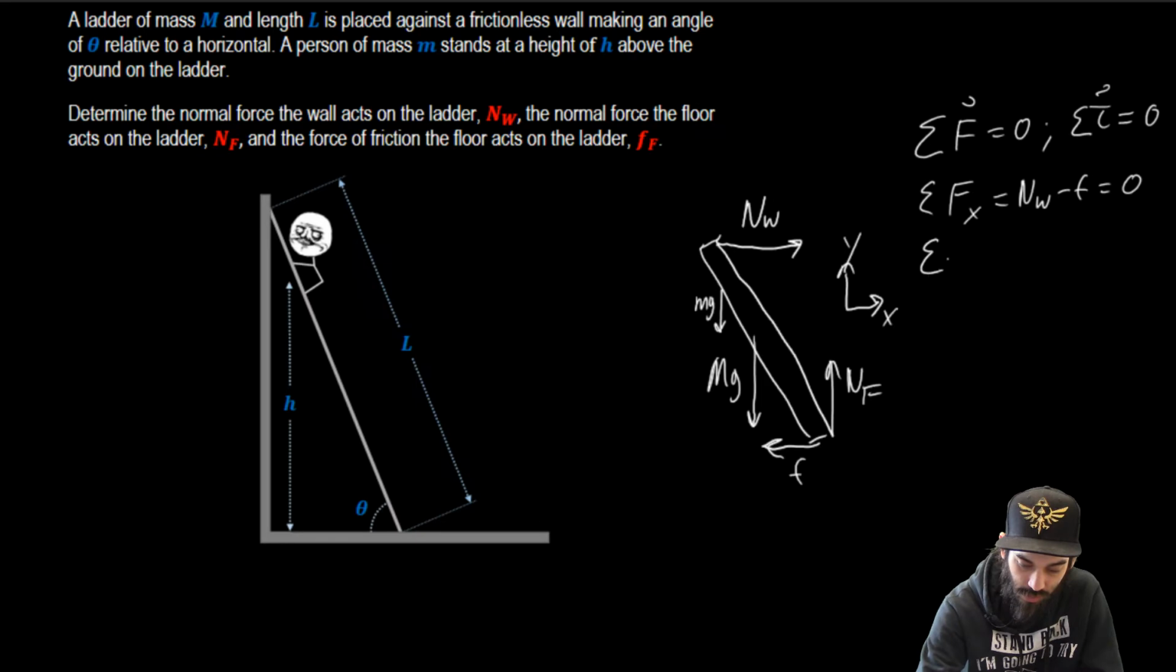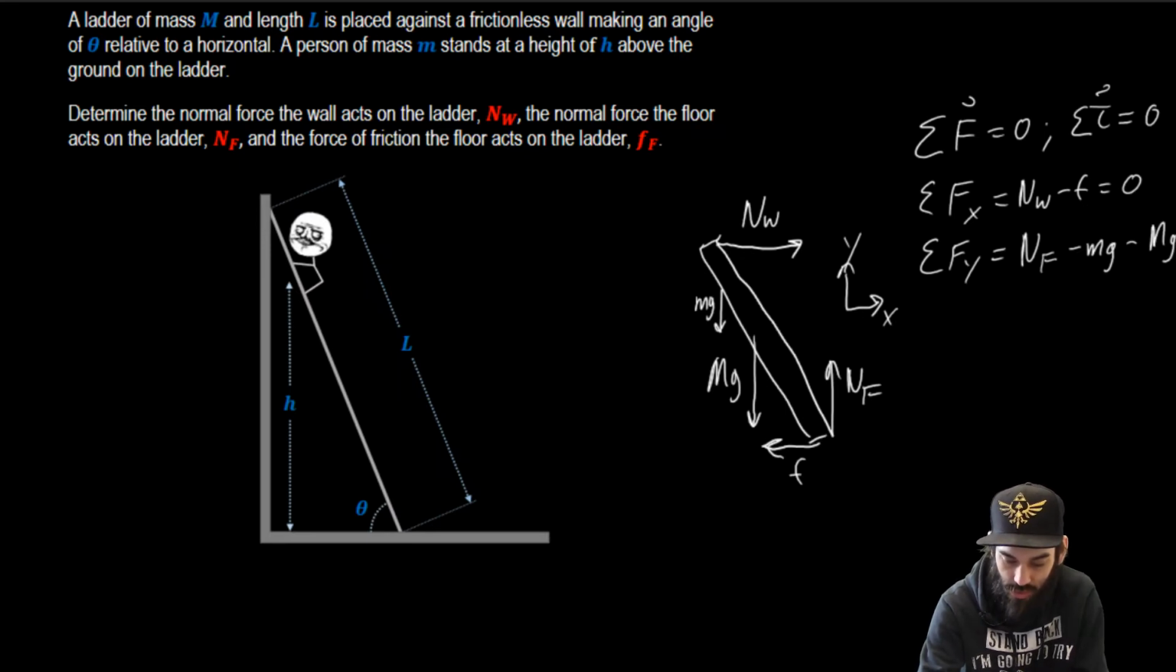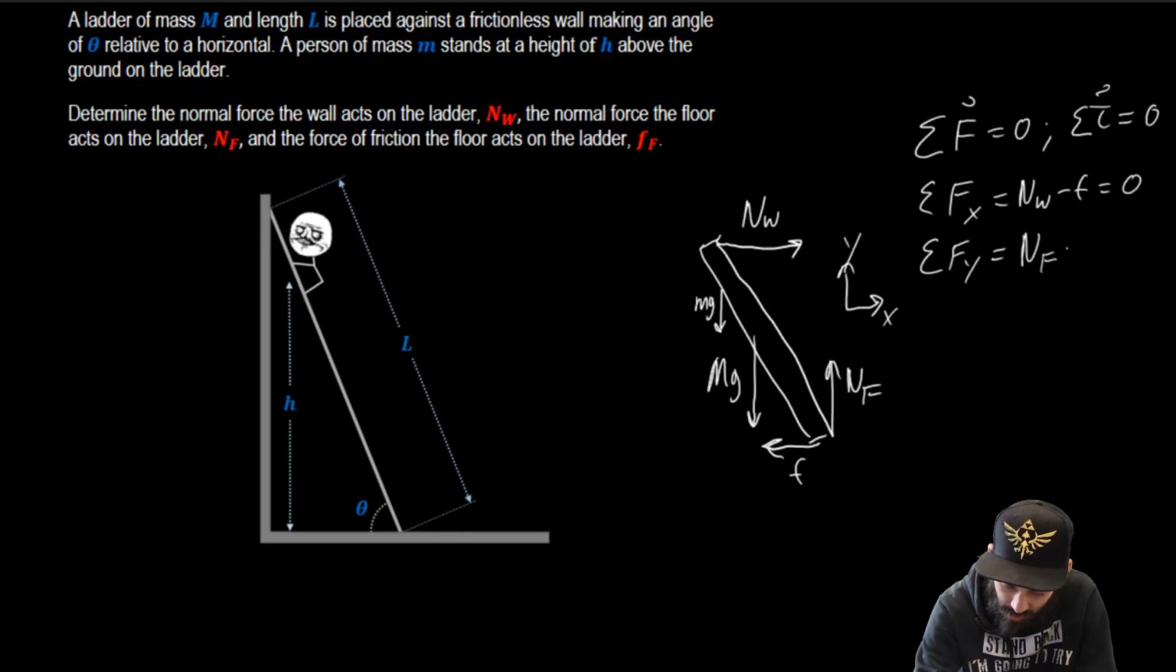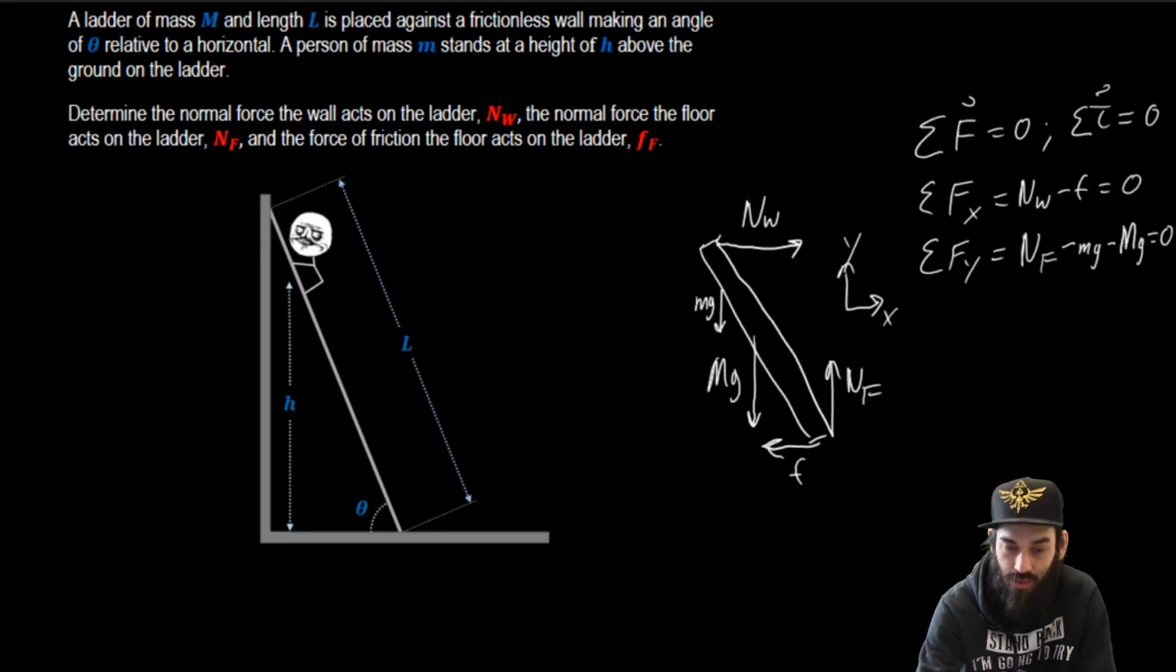And then we can sum our forces in y. The sum of forces in y is going to be equal to N sub floor minus lowercase mg minus capital Mg, and this is equal to 0. Sorry, I went off the screen a little bit here, so let's write this a little bit more compactly. This is minus lowercase mg minus capital Mg is equal to 0. Okay, and we got it on there.